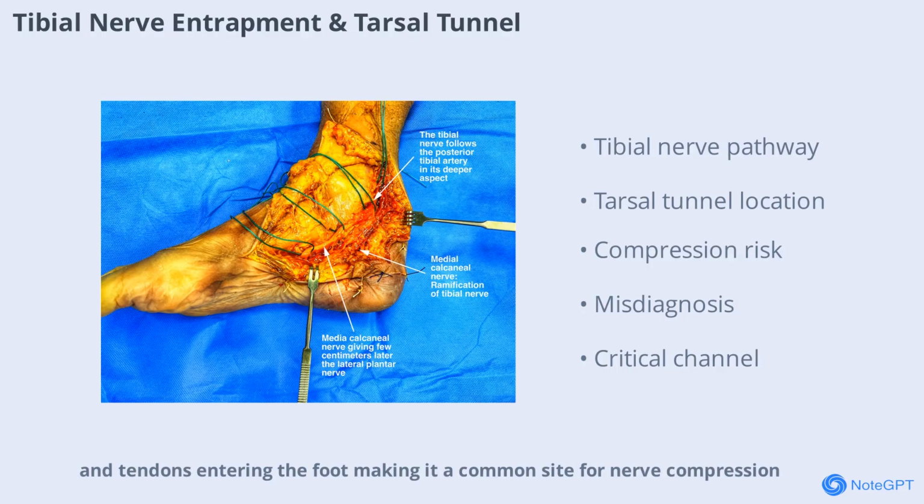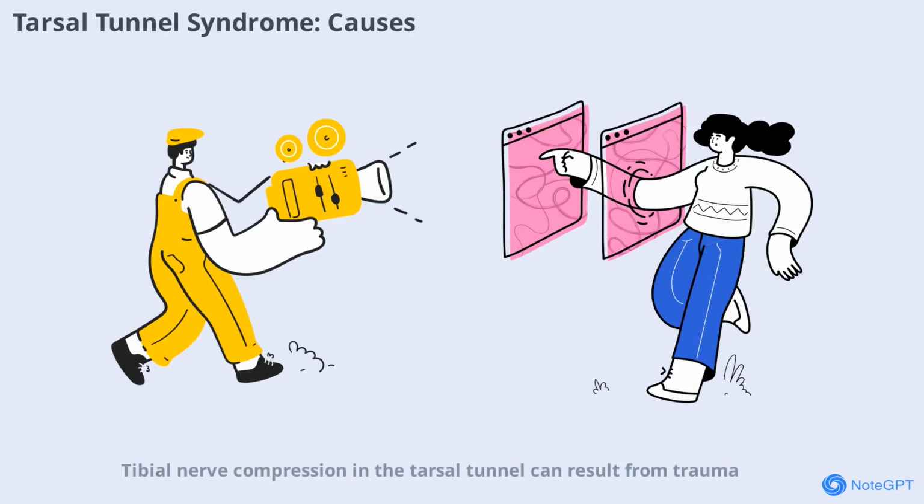Tibial nerve compression in the tarsal tunnel can result from trauma, foot deformities, obesity, systemic diseases like rheumatoid arthritis and diabetes, fibrotic changes, tendon inflammation, bone spurs, and tumors. Athletes with excessive foot pronation are at higher risk. Traumatic injuries and scar formation in the posterior ankle region may also precipitate TTS. Recognizing these risk factors is vital for early diagnosis and effective management.